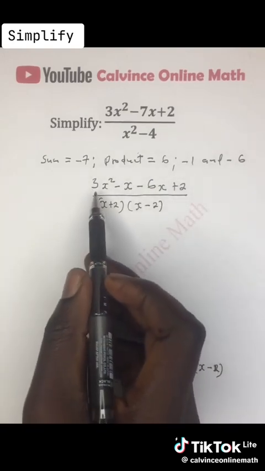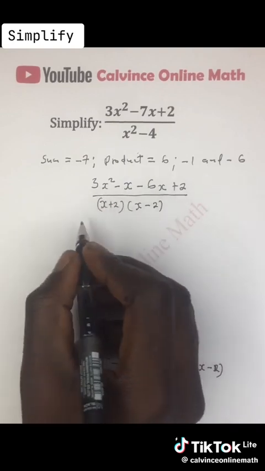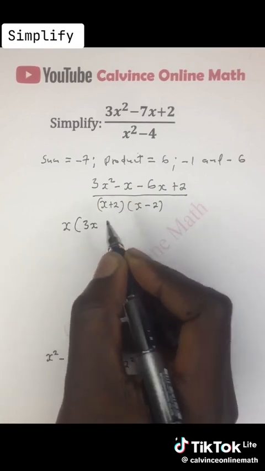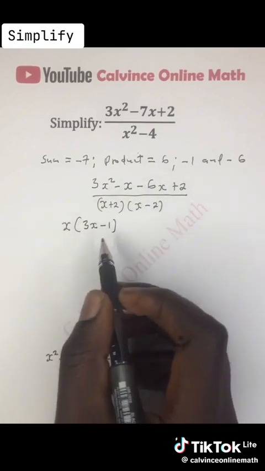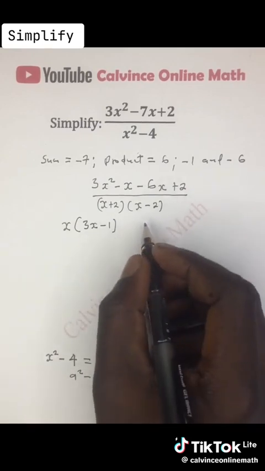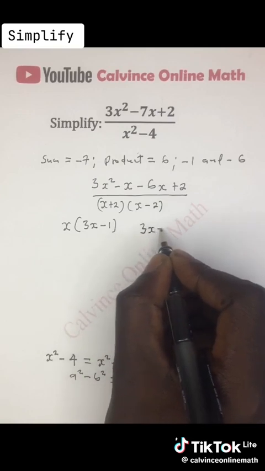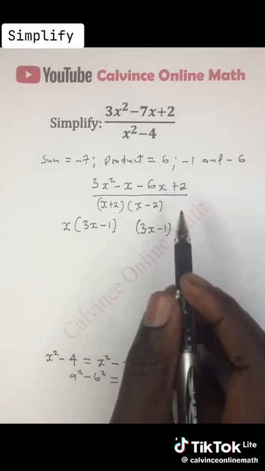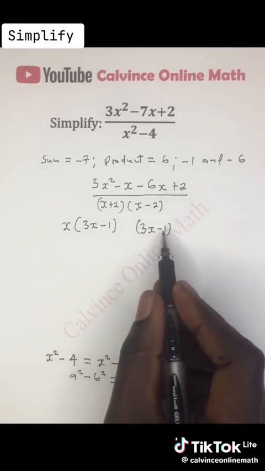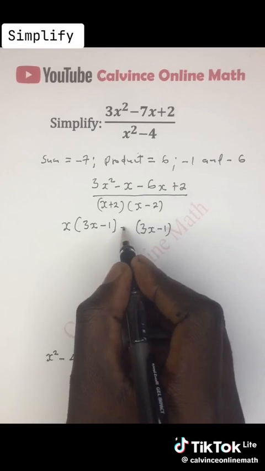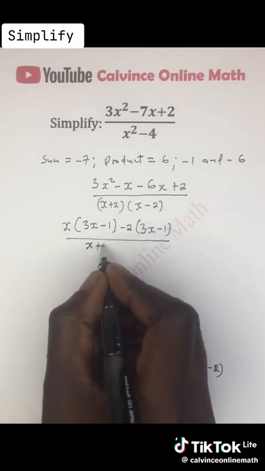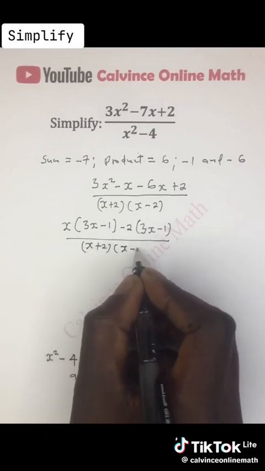In the numerator, the common factor between these two is x. So we have x into (3x − 1). You expect to find a similar expression in the other bracket, that is (3x − 1). So for you to have obtained +2, it means you multiplied −1 by −2. So you have −2 there, and that's over (x + 2)(x − 2).